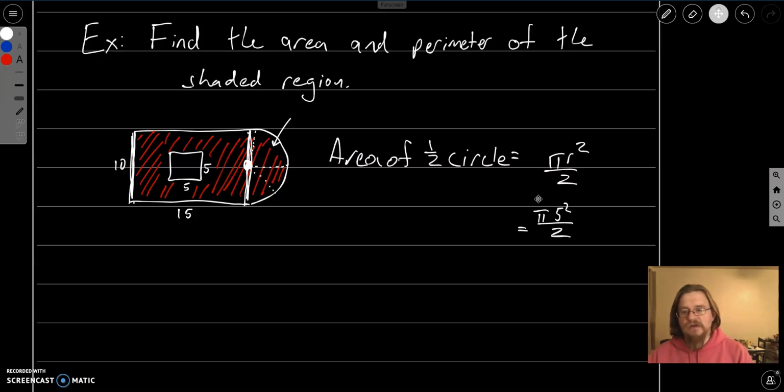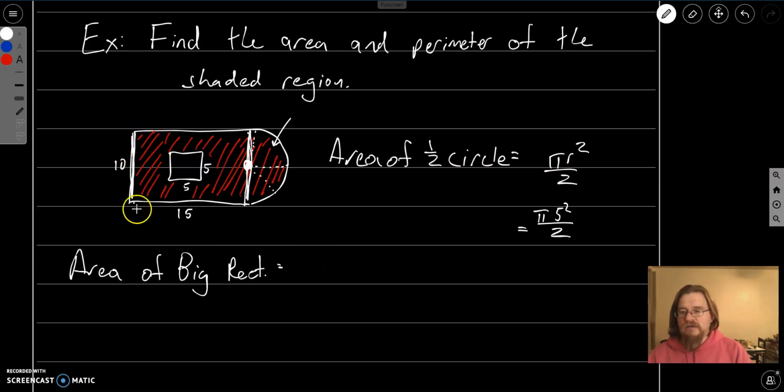Now I need to find the area of this rectangle, but the rectangle has a little chunk cut out of it. So I'm going to find the area of the big rectangle, and I'm going to subtract the area of the smaller rectangle inside. The area of the big rectangle is just going to be the length times the height. So it's just going to be 10 times 15, which is 150.